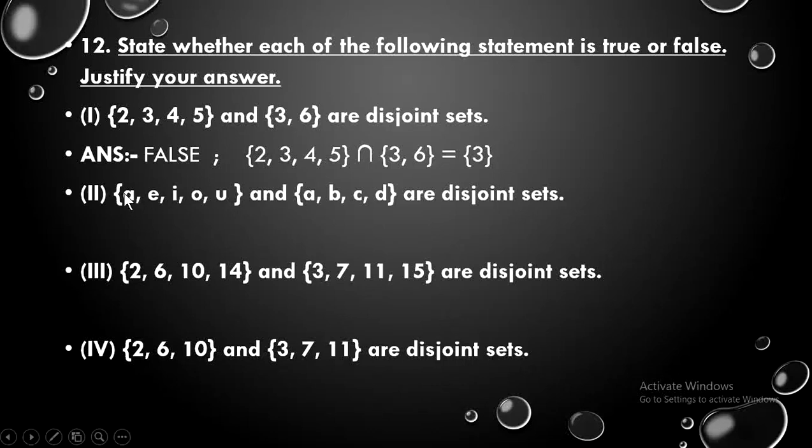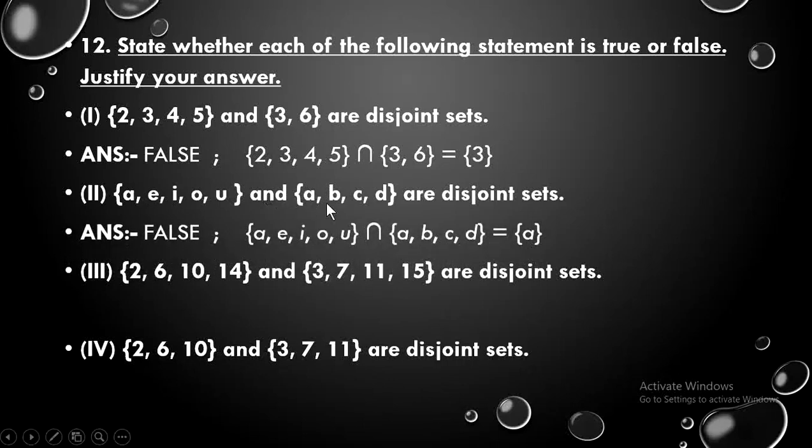Next, you have A, and yes, you have A repeated over here. So again, when you do the intersection, A is the common element present in both the sets, so they are not disjoint. Again, the statement is false.